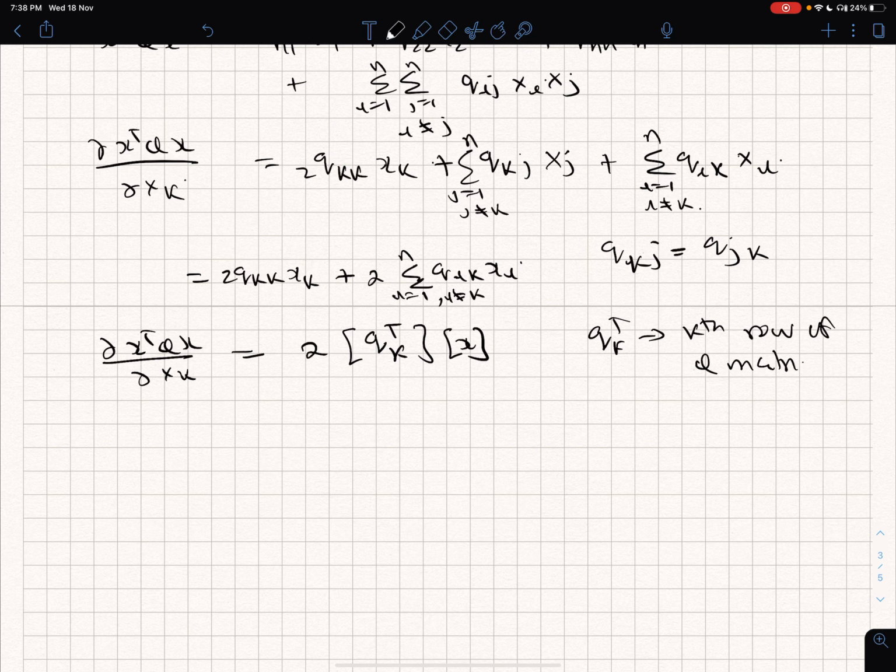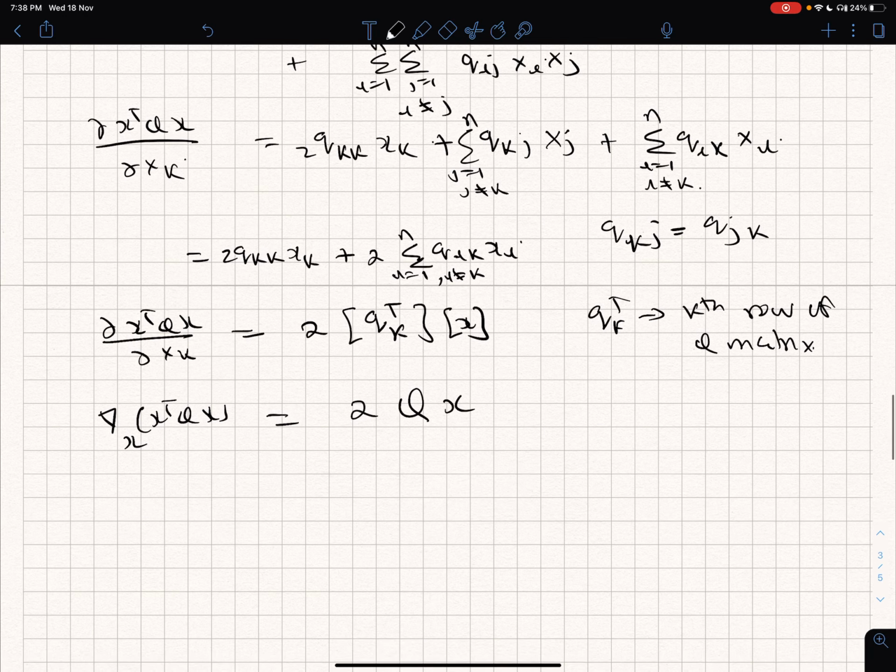So when you take k equal to 1, the first partial derivative with x1, partial derivative with x2, and so on. The partial derivative with x1 is 2 q1 transpose x, then partial derivative with x2 is 2 q2 transpose x, and partial derivative with the nth xn is 2 times qn transpose of x. So when I arrange it in this form, this is going to be exactly 2 times this Q matrix times the x vector.